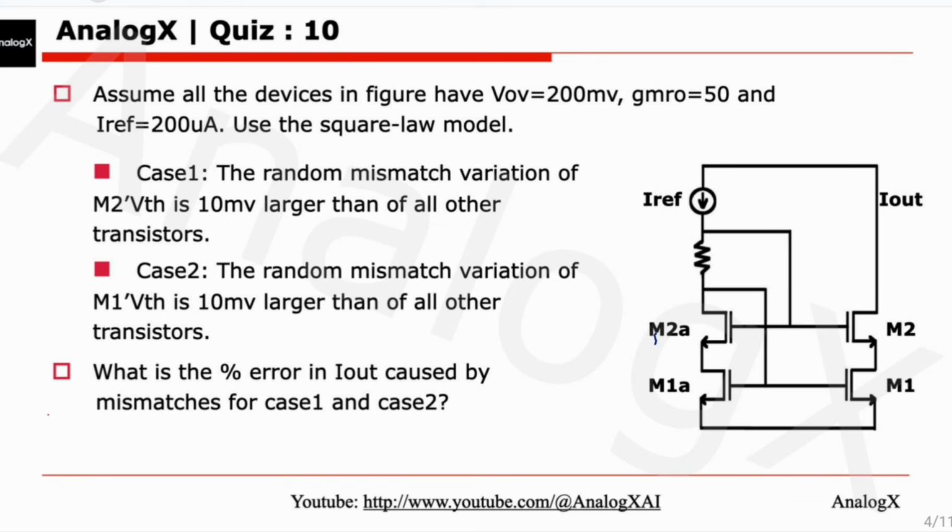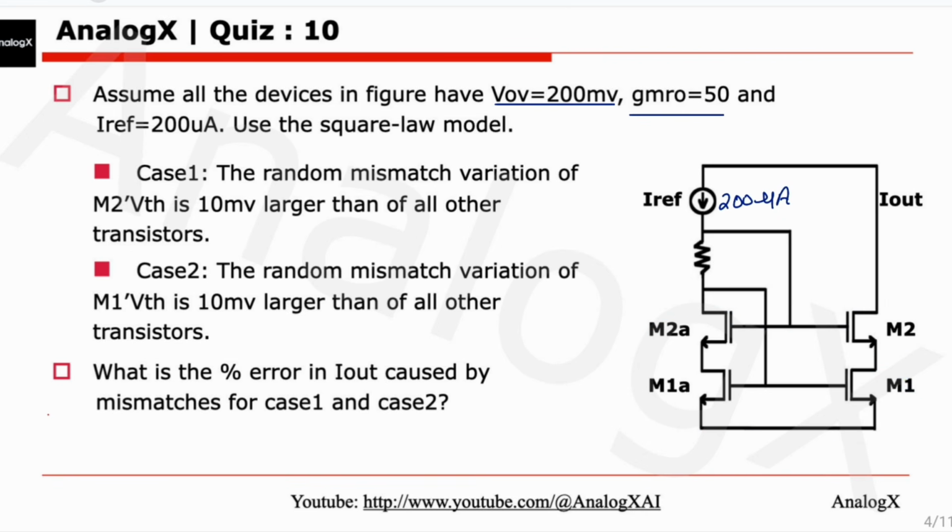So let's read this. They have given: assume all the devices in the figure have overdrive of 200 millivolt, intrinsic gain is 50, and reference current is 200 microampere. In case 1, the random mismatch variation of M2's Vth is 10 millivolt larger than all other transistors. So in case 1 the Vth of M2 is 10 millivolt larger than all the other transistors.